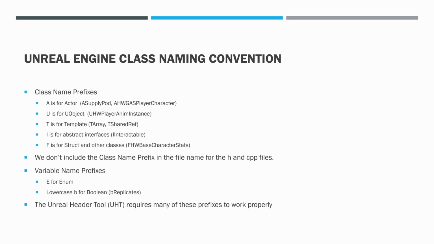There are also variable name prefixes as well, such as E for enum. And then there's also the convention to use a lowercase b for booleans, such as the variable where you set replication called replicates. It's actually bReplicates. And when you use this in C++ and it goes to blueprints, blueprints are actually smart enough to omit that b from the name. So what you see as replicates as a checkbox in the blueprints is actually, behind the scenes, bReplicates.